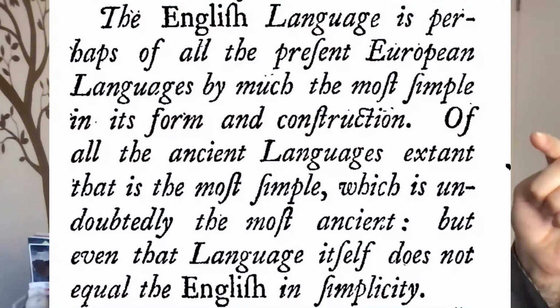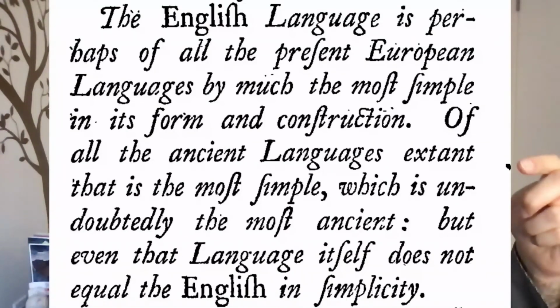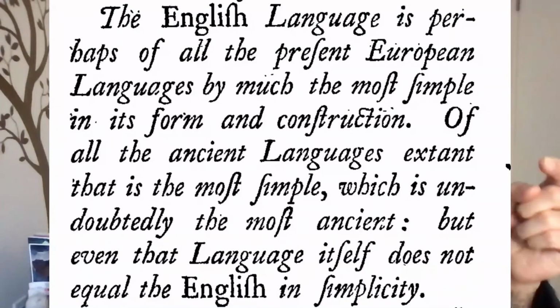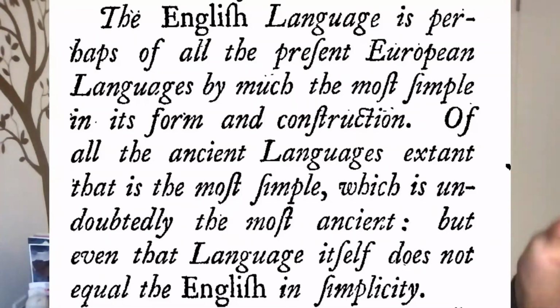Of all the ancient languages extant, that is the most simple, which is undoubtedly the most ancient. But even that language itself does not equal the English in simplicity. Our modern standard English would at least ask Lowth to add a comma after extant here. That would help. Make it clearer that he's saying, of all the ancient languages extant, that is, pause, that is the most simple, which is undoubtedly the most ancient, right?